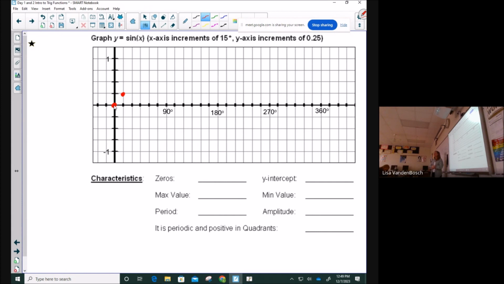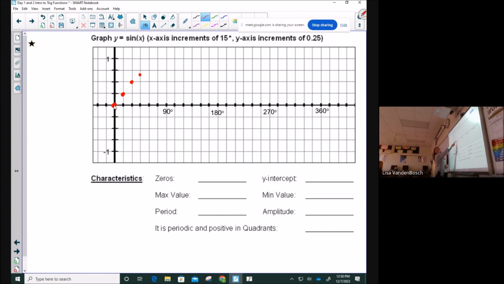Okay, put in sine 30. 0.5. So this is 30 degrees and 0.5 is halfway. Sine 45. 0.7. So we're going over 15, 30, 45. So we're just guessing about where it is.